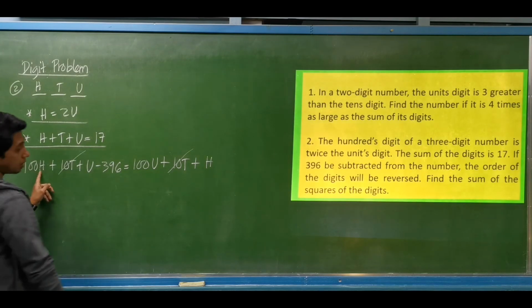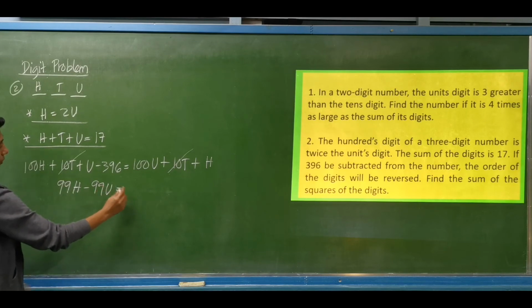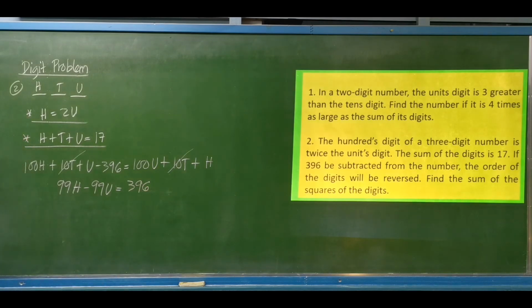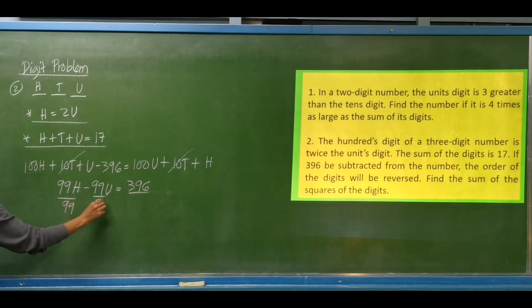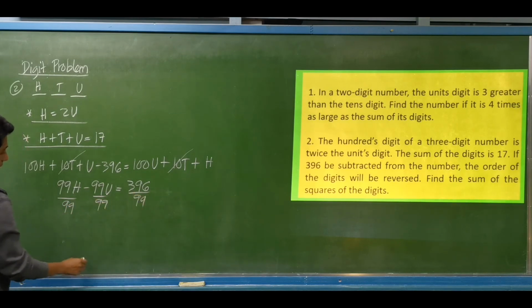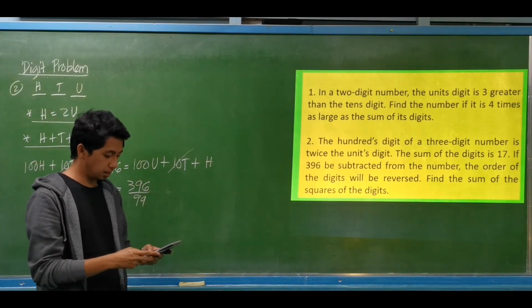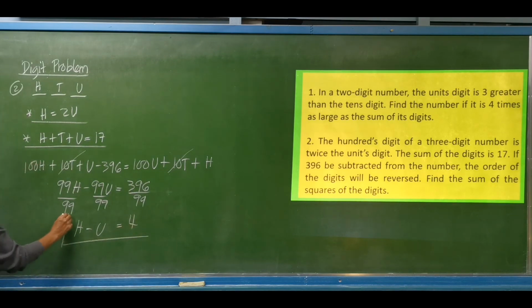So we have 100h minus h, this is 99h. Then we have u minus 100u, that is minus 99u, is equal to, we have to transpose 396, so it will be positive 396. I think every term is divisible by 99. So we have h minus u is now equal to, what is 396 divided by 99? We have that as 4. So this is our third equation.